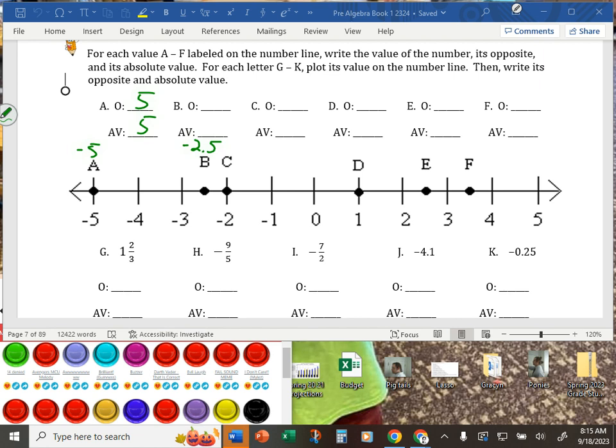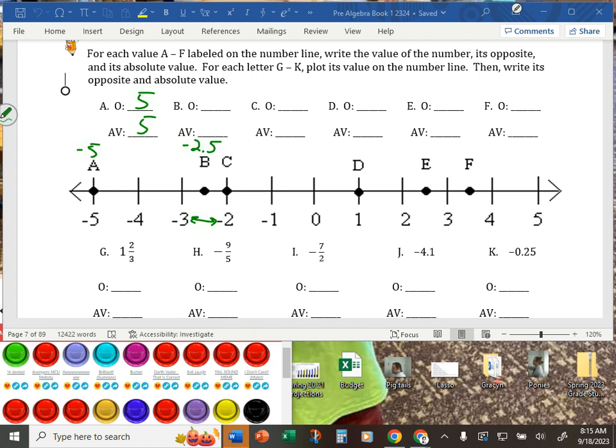But sometimes folks will put negative 3.5 because they see the negative 3, and they see it's halfway between. But again, notice what two integers it's actually between: negative 2 and negative 3. That's where you get the 2.5 from. And then what is the opposite of negative 2.5?